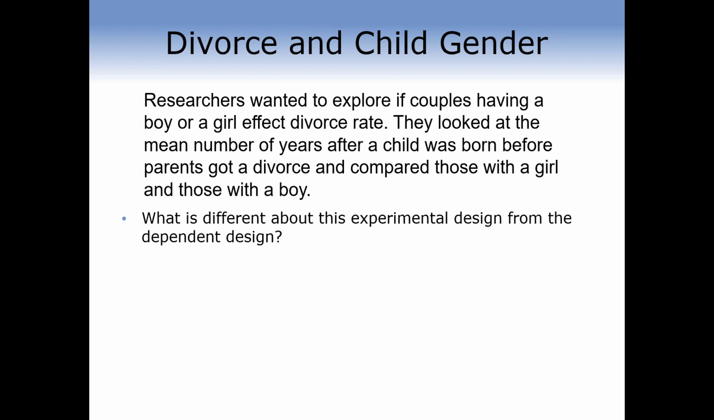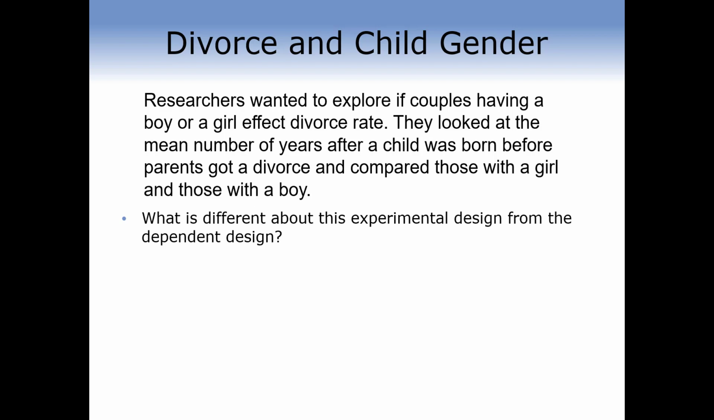Say, for example, that researchers predict that having a boy or girl affects the rate of divorce after having a child. This is something that sociologists and psychologists have looked at over time, and there is potentially a pattern there. So if they wanted to look at the mean number of years after a child was born and compare that to whether it was a boy or a girl to see how long it took for a divorce to occur, if a divorce did occur.